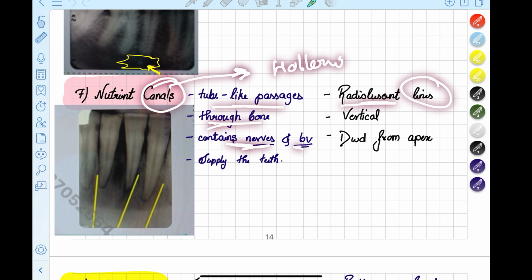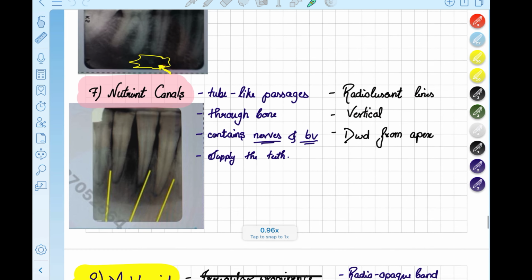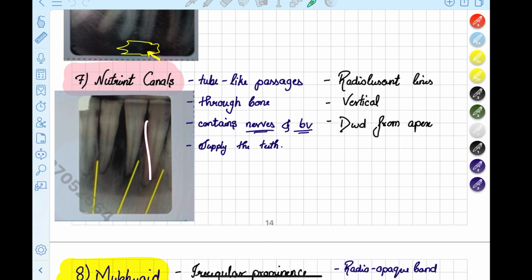It appears as radiolucent lines through bone. It contains nerves and blood vessels and supplies the teeth. These are the vertical canals. The point to be noted is that nutrient canals are vertical canals, going downward from the apex. As we can see here, this is the nutrient canal going downward from the apex.